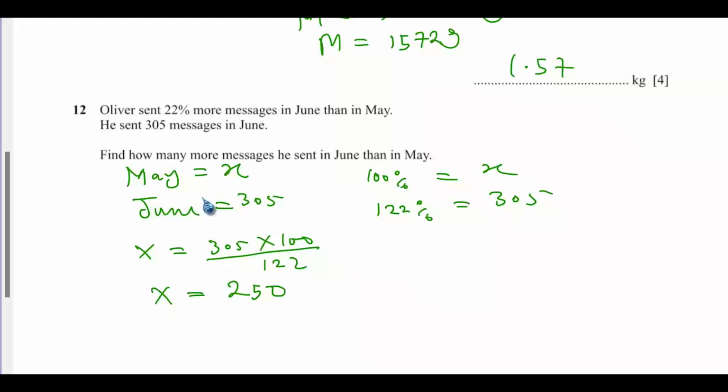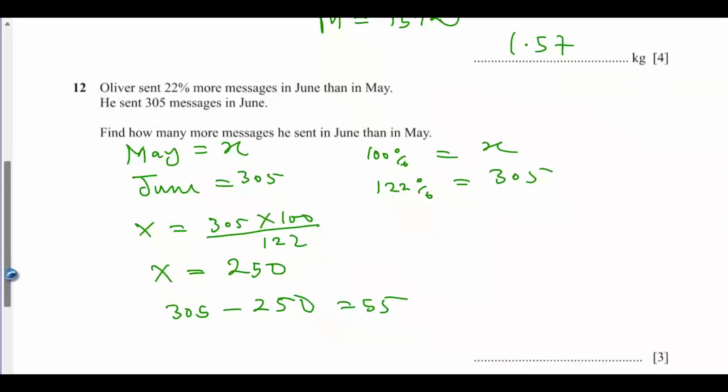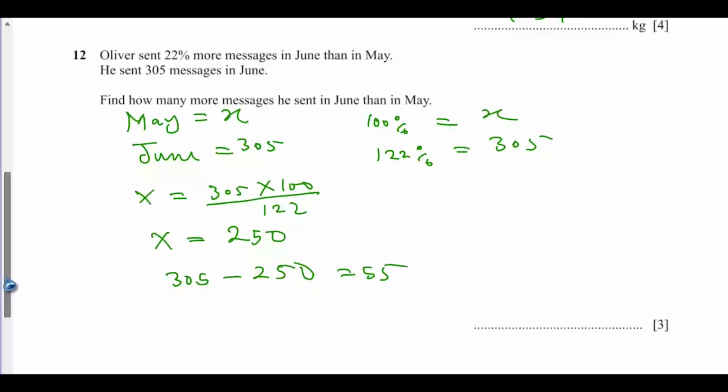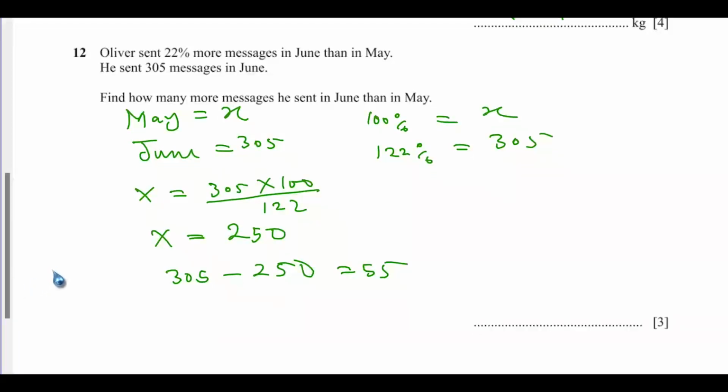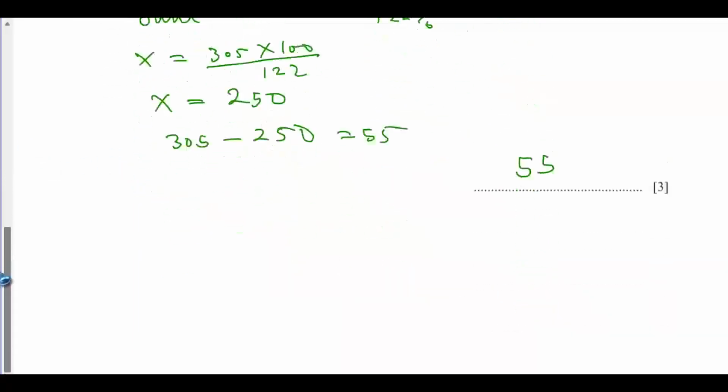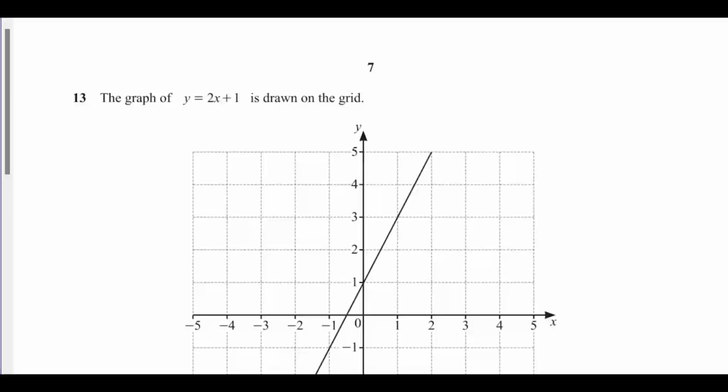So to find the difference between the two now, that will be 305 subtract 250, that will be 55. So this implies that he sent 55 messages in June more than May. So this will be 55. Let's go to the next question. That will be question 13.